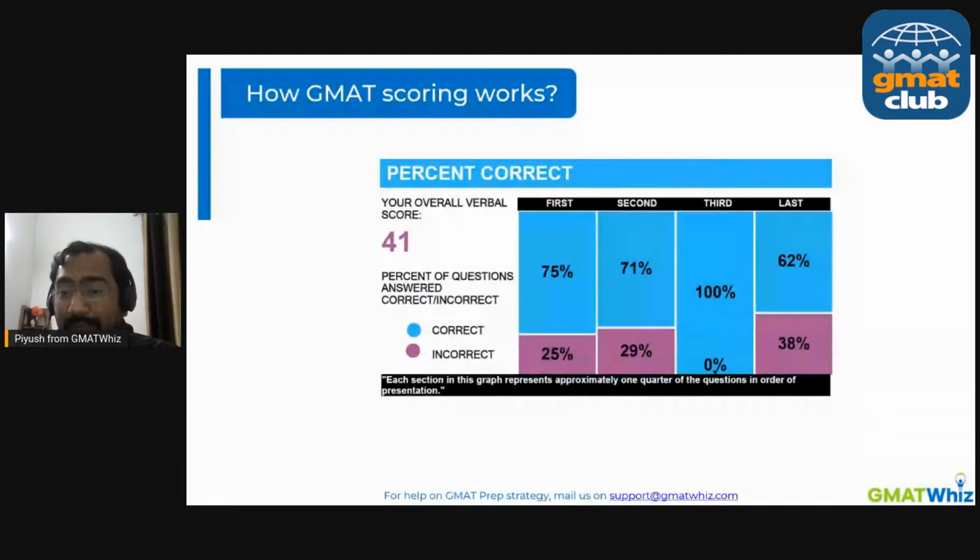Any other questions on that, let me know in the chat. I'll be happy to take them up, only if it is not a lot different from what we are discussing right now. But in the meantime, let's quickly get into how the GMAT scoring works.